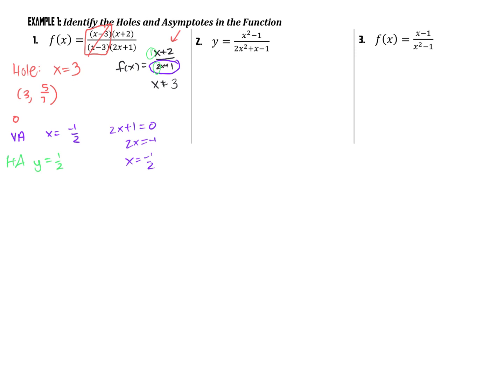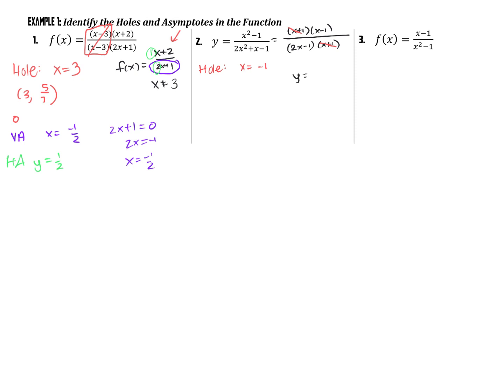All right, I want you to pause the video and see if you can factor number 2 on your own, and then see if you can identify any hole or asymptote. Then unpause the video and see how you did. So here I have factored. The hole occurs at the x value that divides out. In this case, x plus 1 divides out, and that is 0 if x is equal to negative 1.